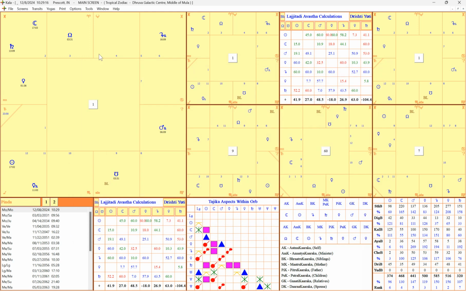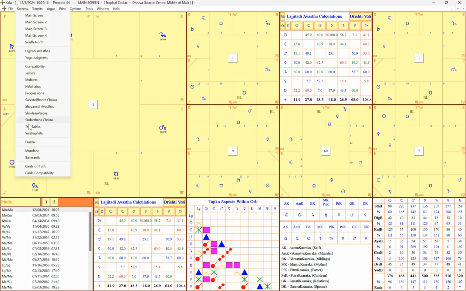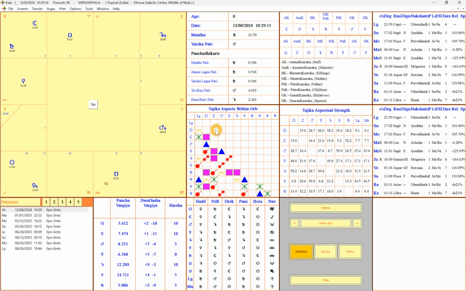What's the Varshapati? All right, let's go to screens, Varshaphala. Varshaphala means the fruits of the year, the results of the year. It's essentially a solar return chart. So every year you get a chart, and you can predict your life based on that chart for that particular year.